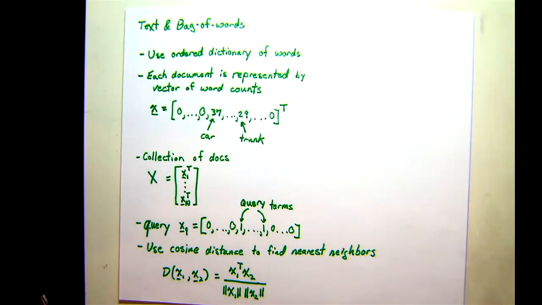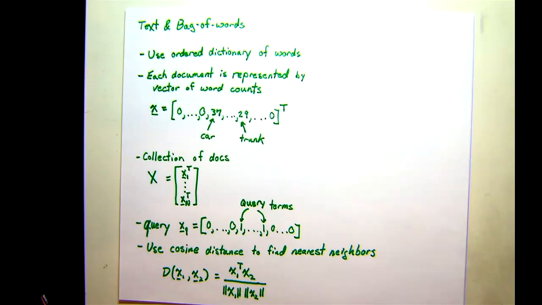Okay, so we were talking about a little text processing on Tuesday. We were talking about how you might handle text, and the specific type of text processing we were doing was called bag of words. With bag of words, we don't care about the order of the words, we just care about the frequency of the words. So normally what you do is you generate an ordered dictionary.